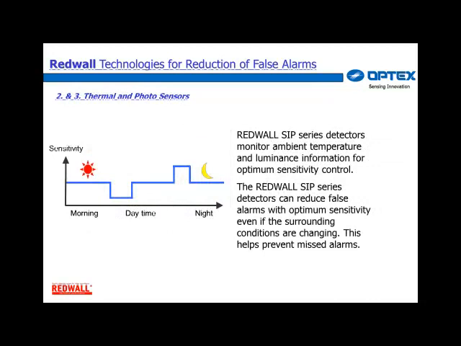The Redwall SIP series detectors monitor ambient temperature and luminance information for optimum sensitivity control. The Redwall SIP series detectors can reduce false alarms with optimum sensitivity even if the surrounding conditions are changing. This helps prevent missed alarms.